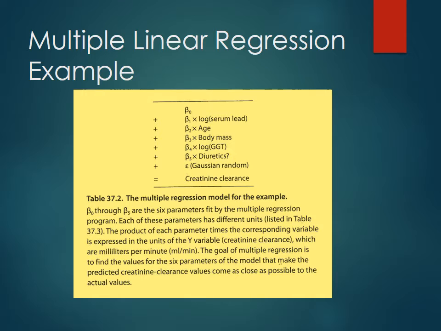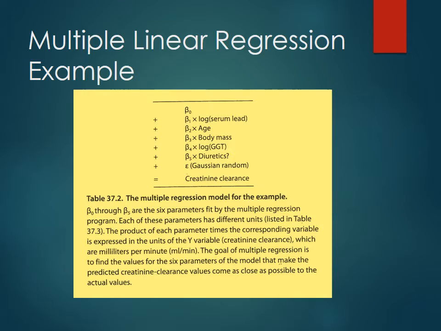But then you have things like age, which is obviously measured in years. Lead concentrations probably in micrograms per ml, something like that. Body mass in kilograms. So you can have different units being used here. And even though your outcome variable is creatinine clearance, which is usually mLs per minute, that's okay. You can kind of control for those differences there.